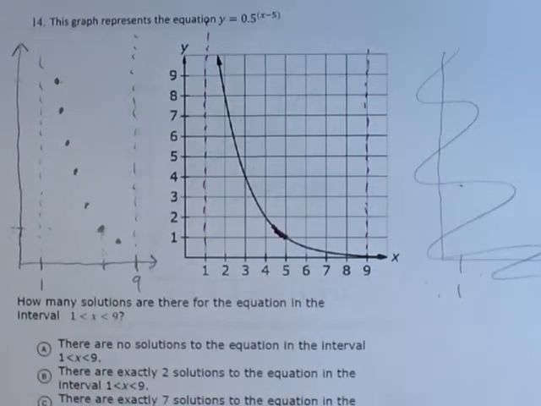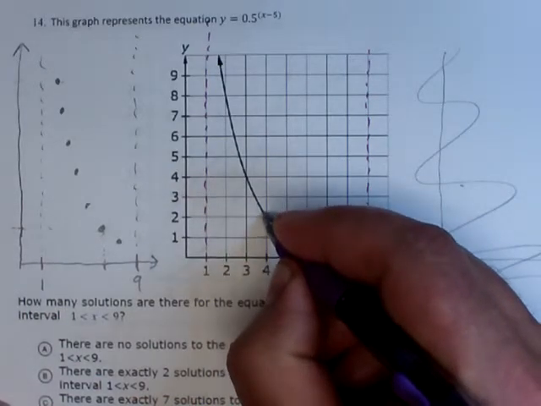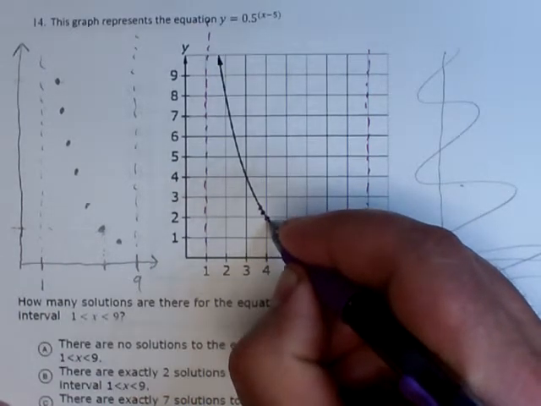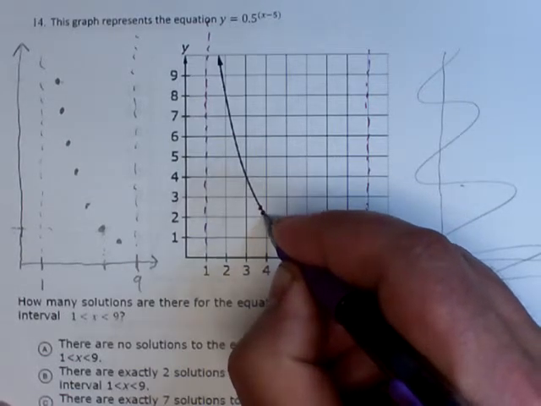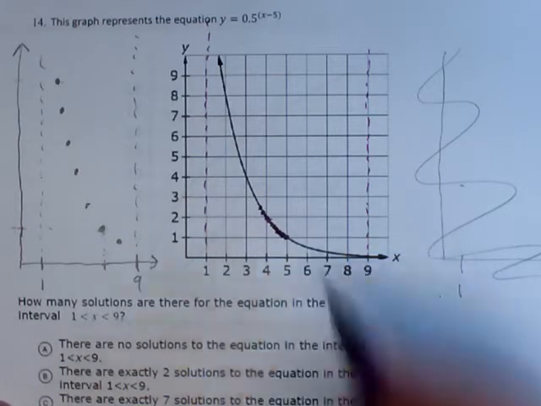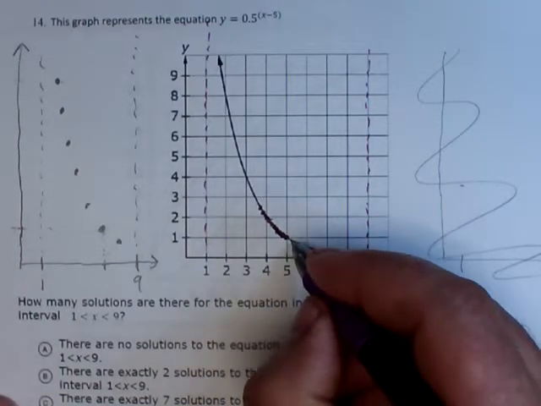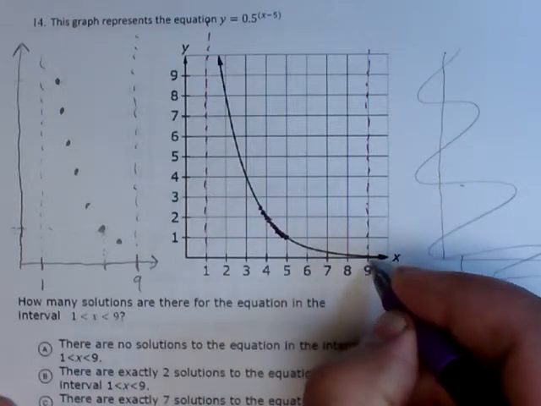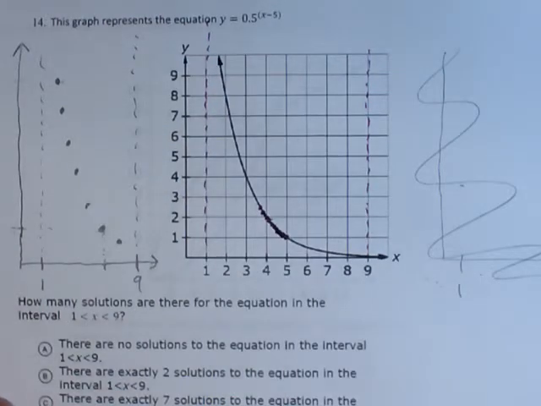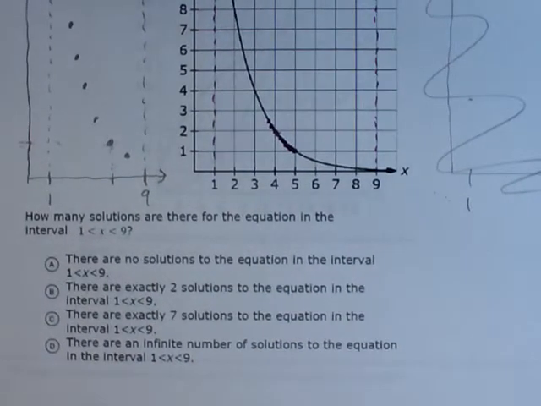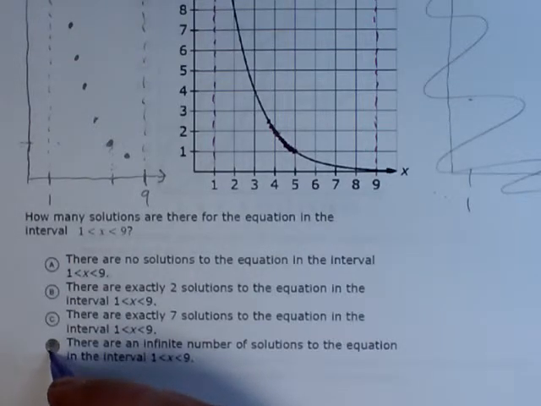So this is a continuous graph, and a continuous graph is really just a convenient way of putting many points all in a row. If you put all these points all in a row, they make this curve. So every point that you can see here along this curve is a solution to this equation. Otherwise, it wouldn't be on the graph. So how many are there? Uncountable. There's so many, it's uncountable. And so that would mean there are infinite solutions to this equation in this interval. So the solution is D.